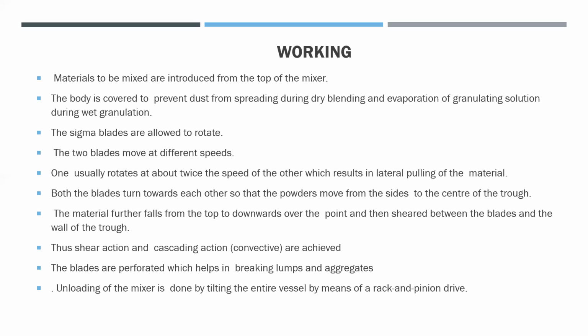And then this material is sheared. Shear force will act, tearing the material between these two blades, and between the blades and the wall of the drum. The shear action and the cascading action are achieved. So during this motion of the blade, there are two types of action, that is shear action and cascading type of action, which is called a convective type of mixing.